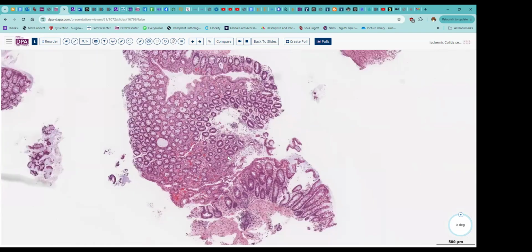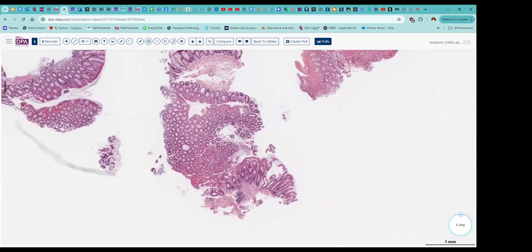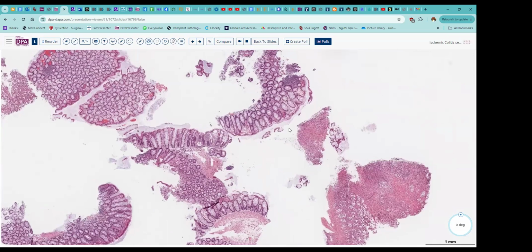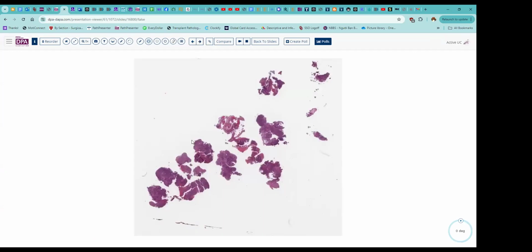So those are a couple of caveat sort of mimics of things that can look like ischemic, pseudomembranous, and microscopic colitis that I thought we would put in here at the beginning to just make this very timely. So we'll go on to the next case.